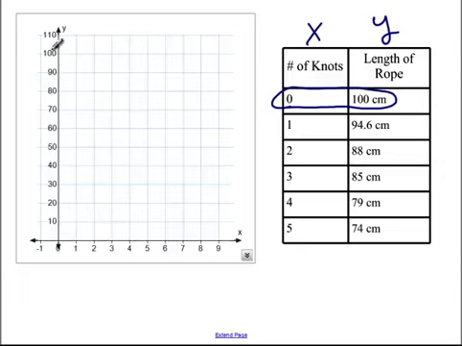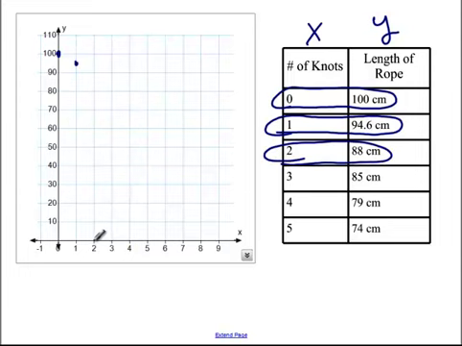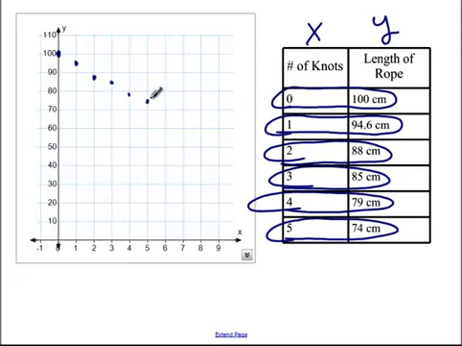So 0, 100, we're going to have a point right there. And then the 1 and the 94.6 are going to go together. So 1 and 94.6 is somewhere around there, just making an estimate. 2 and 88 are going to be paired up together. That's going to be right about here. And 3 and 85, those are paired up together. That's about right there. And then 4 and 79. All right, so that's a scatter plot. It is taking this data that we've collected, pairing them together as ordered pairs, and plotting them on a graph. Okay, so it looks like that.